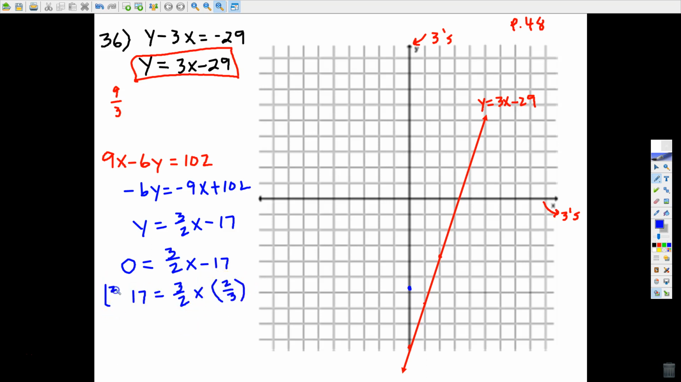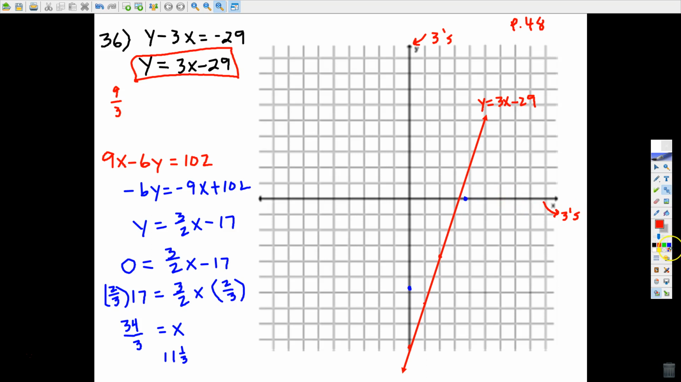Multiply by 2/3 on both sides, and you get 34 thirds on the left side is equal to x, and 34 thirds, you can think of that as 11 1/3. Alright, so let's see if we can find 11 1/3. That's 3, 6, 9. This would be 12. So 11 1/3 I'm going to guesstimate as right there.